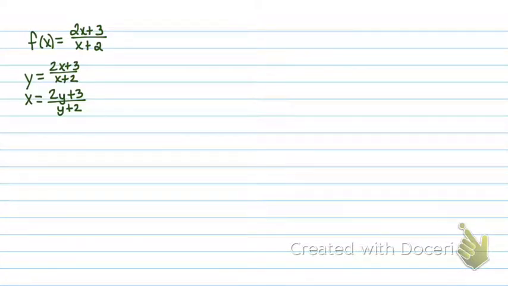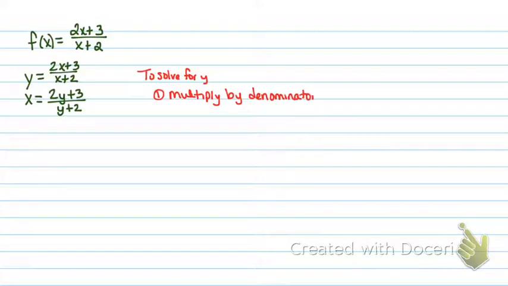So the first thing we're going to do is, we don't like fractions. So I'm going to write down these steps as I go now, okay? So to solve for y, first thing we're going to do is multiply by the denominator. All right, so I'm going to multiply both sides by the y plus 2. So we get x times y plus 2 equals, and this side's going to cancel, so we get 2y plus 3.